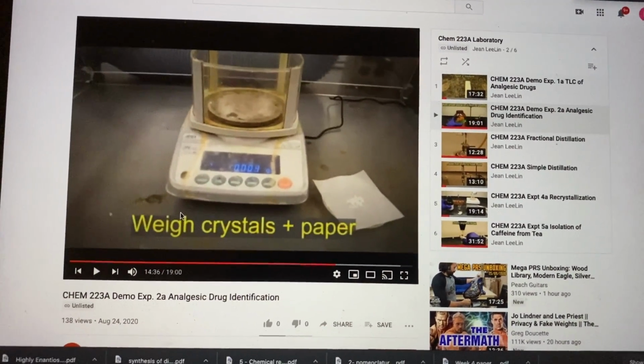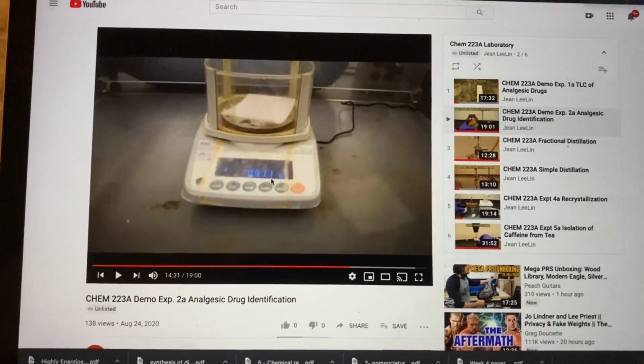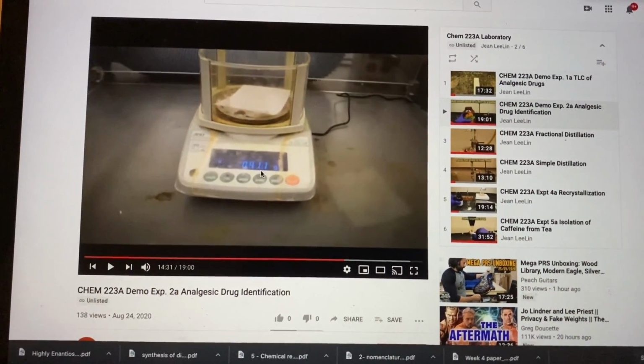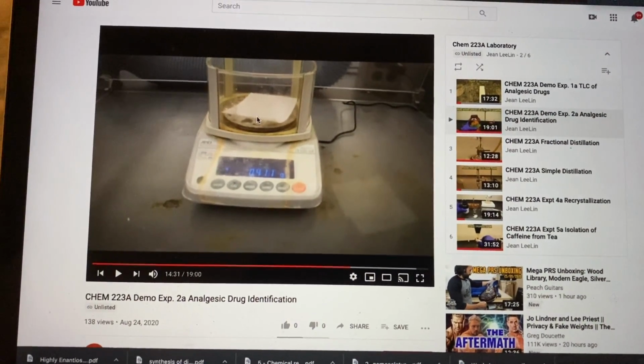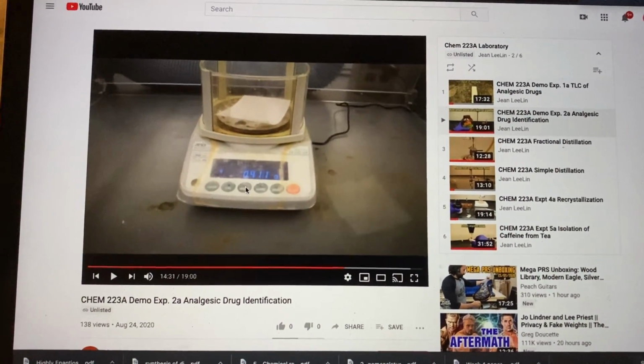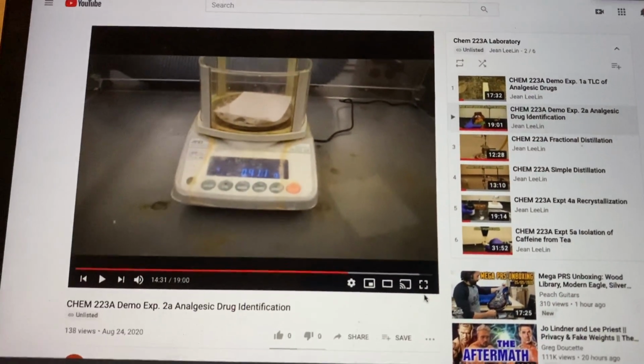So the paper by itself was 0.410 or 411. I would put 410. It looks like a 9, but it's not. It's a 4. So 0.410 or 411.